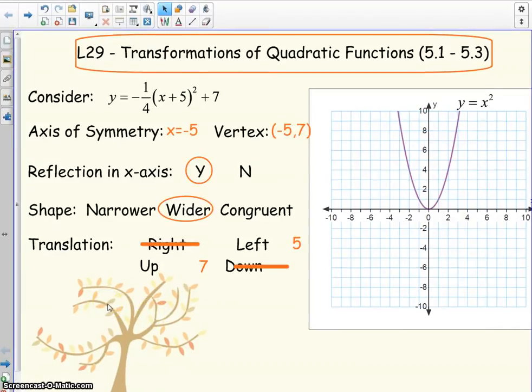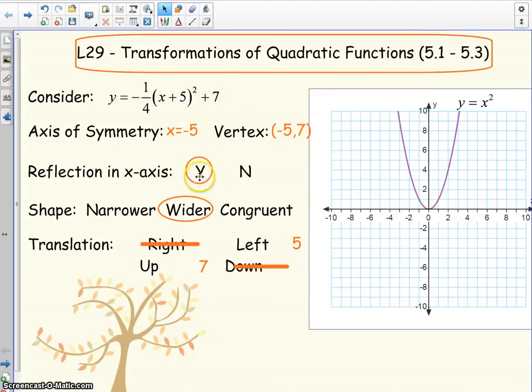So you should wind up with something like this. We should be able to see from the equation that we have the axis of symmetry at x equals negative 5. That came from this part of the equation right here. It's plus 5 in the equation, but negative 5. So you may have noticed that when it was plus 5 in the brackets, your graph moved left, so the axis of symmetry was negative 5. Your vertex here is at negative 5, 7, so negative 5 comes from the axis of symmetry, and the 7 comes from the value out here.